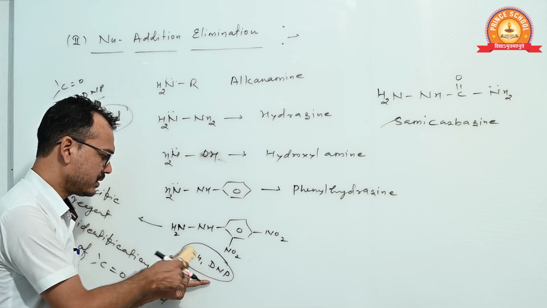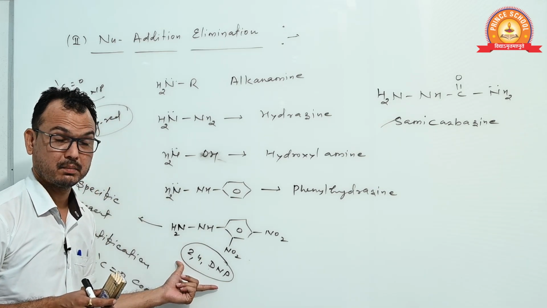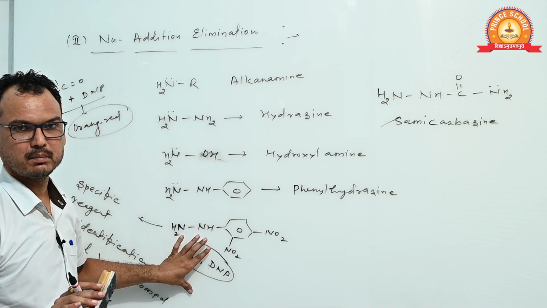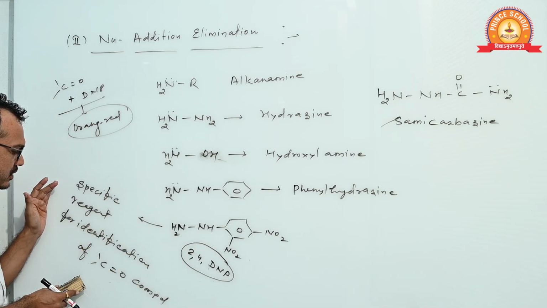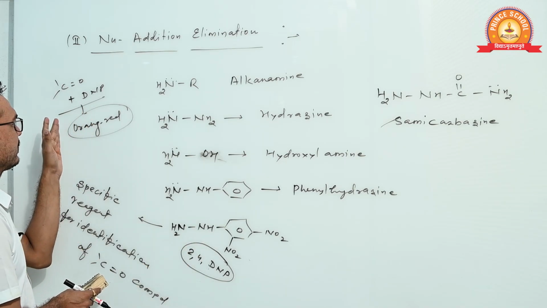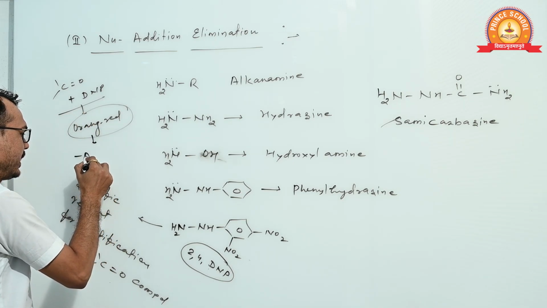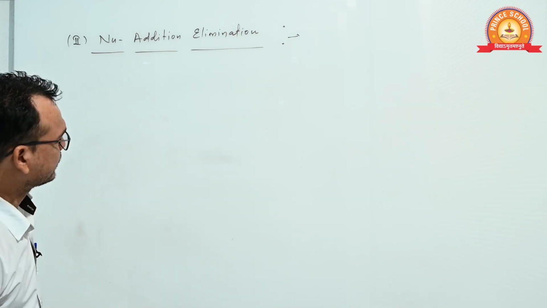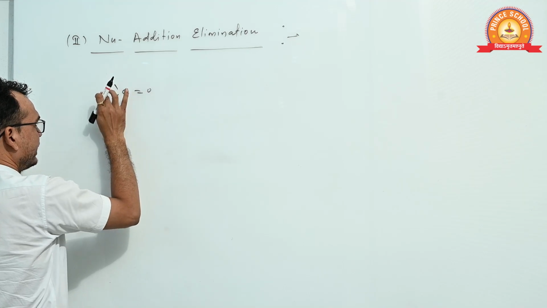And memorize this reagent. This is the dinitrophenyl hydrazine, also known as the Brady reagent, and it is also known simply as DNP. Clear. It is specific for the identification of the carbonyl compound. A carbonyl compound, when reacted with DNP, gives orange red. It means it may be aldehyde and may be ketone. Clear? Suppose it is C double bond O, it may be aldehyde or ketone.